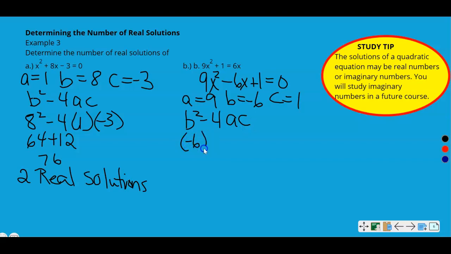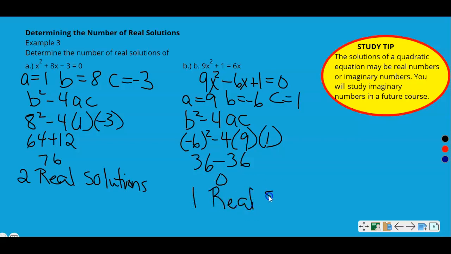So we're going to have negative 6 squared minus 4 times 9 times 1. So we're going to have 36 minus, negative 4 times 9 is negative 36, and then that's times 1, so that's just still 36. 36 minus 36 is 0. So that means we have one real solution.